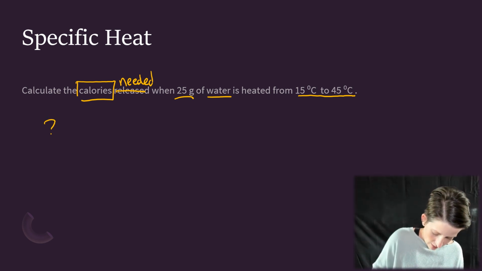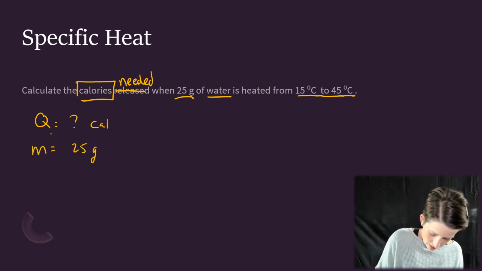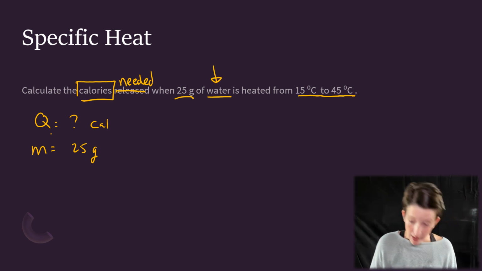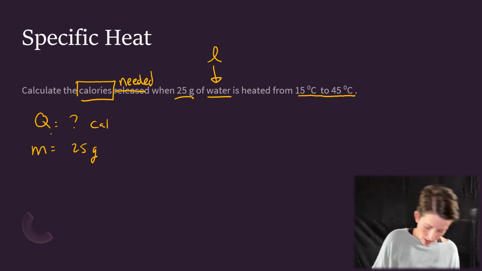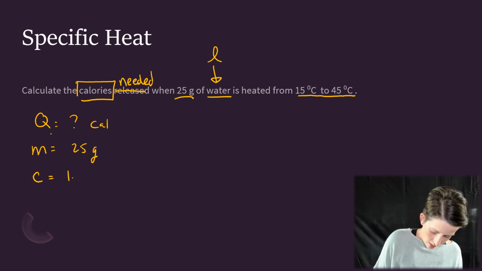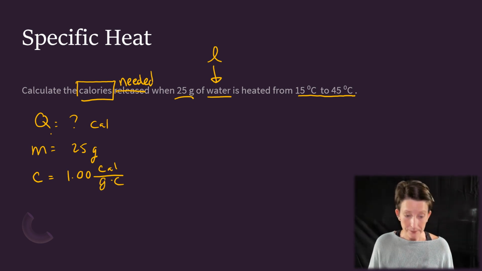So I'm looking for Q in calories. My mass is 25 grams. I'm working with water. So water, when we say water, we're saying liquid water. Otherwise, we'd say ice or steam for different phase changes. So we know the standard of liquid water is 1 calorie per gram degrees Celsius or Kelvin, doesn't matter.